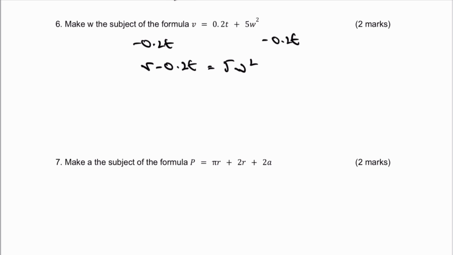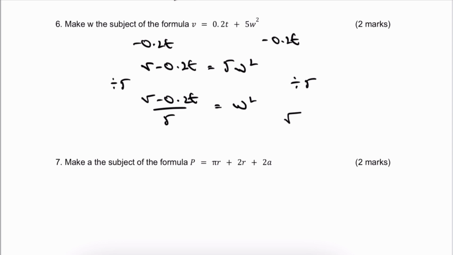So what I need to do then is divide both sides by 5. If I divide both sides by 5, I can write this as a fraction, which is going to be v minus 0.2t all divided by 5. Now that equals w squared. However, I don't want w squared, I want w on its own, so if I square root both sides, I'm actually going to get my answer.